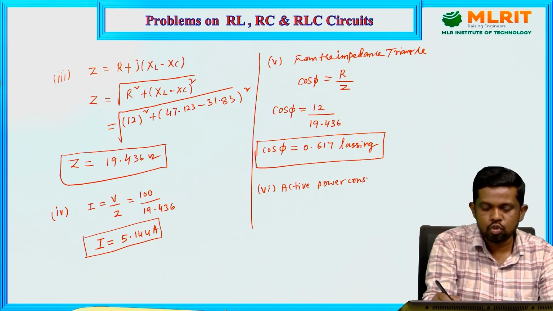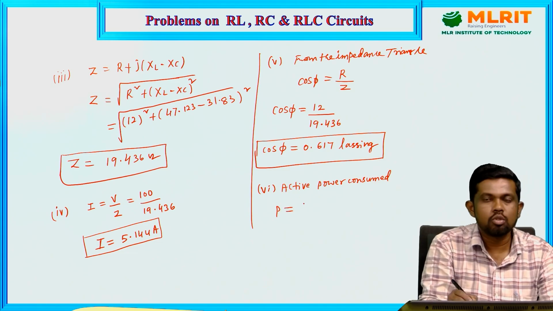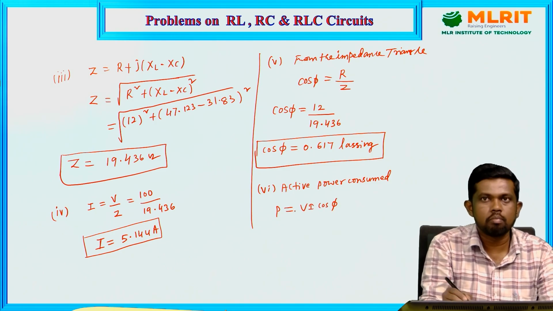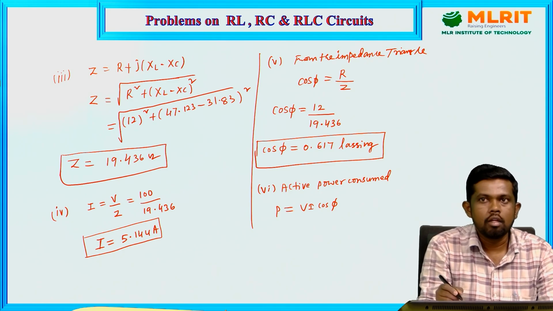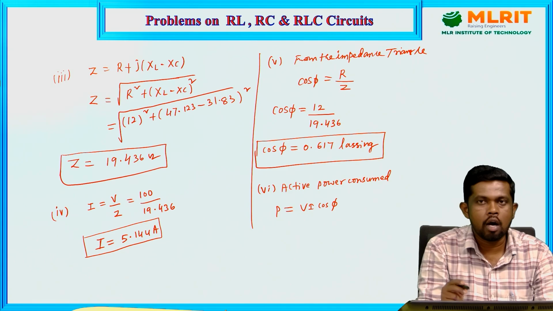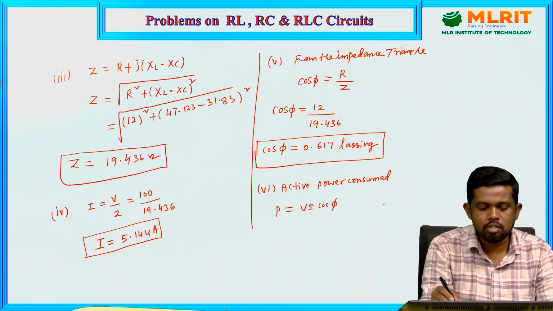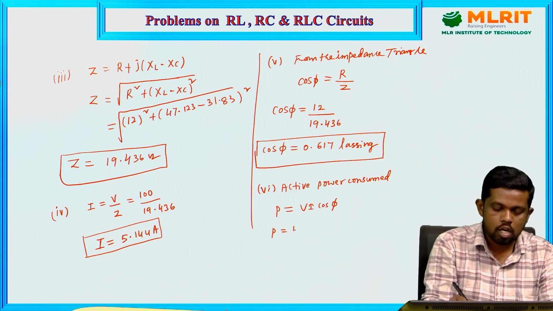Active power consumed by the network. Only the presence of resistance makes it consume power, so that is VI cos phi, none other than the resistance power. The average power taken by the pure inductor and also the capacitor is 0 over a complete cycle. But we have added the resistance in series with R and L, which is why active power consumption takes place. So the active power is P equal to VI cos phi.